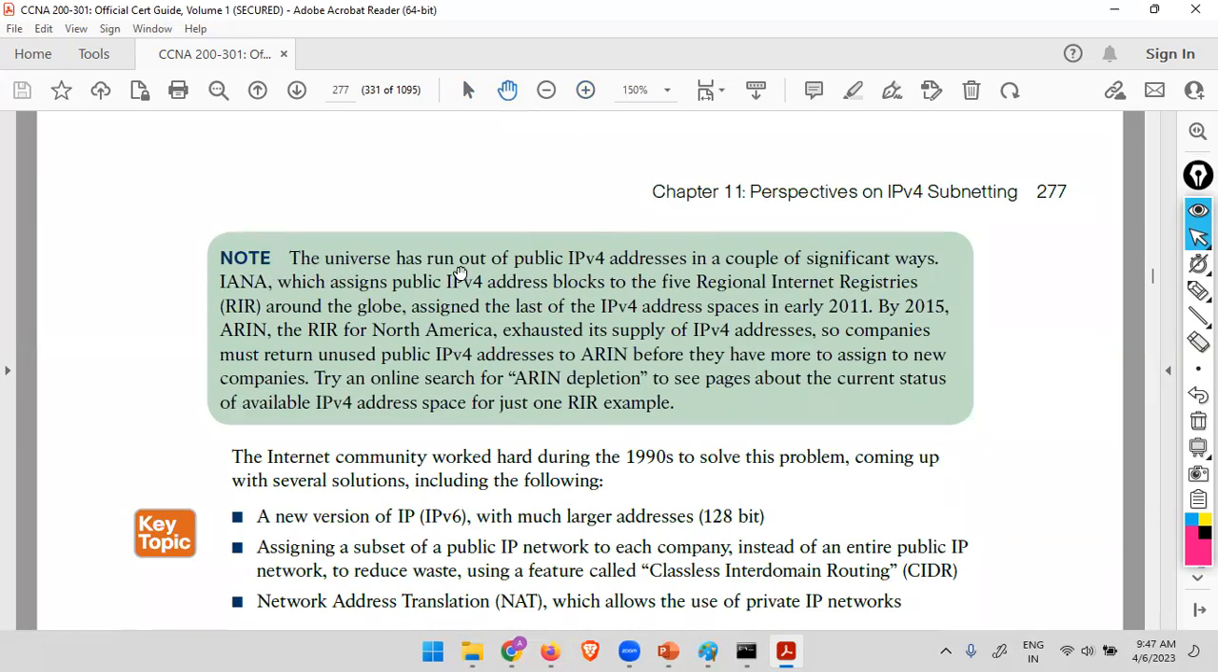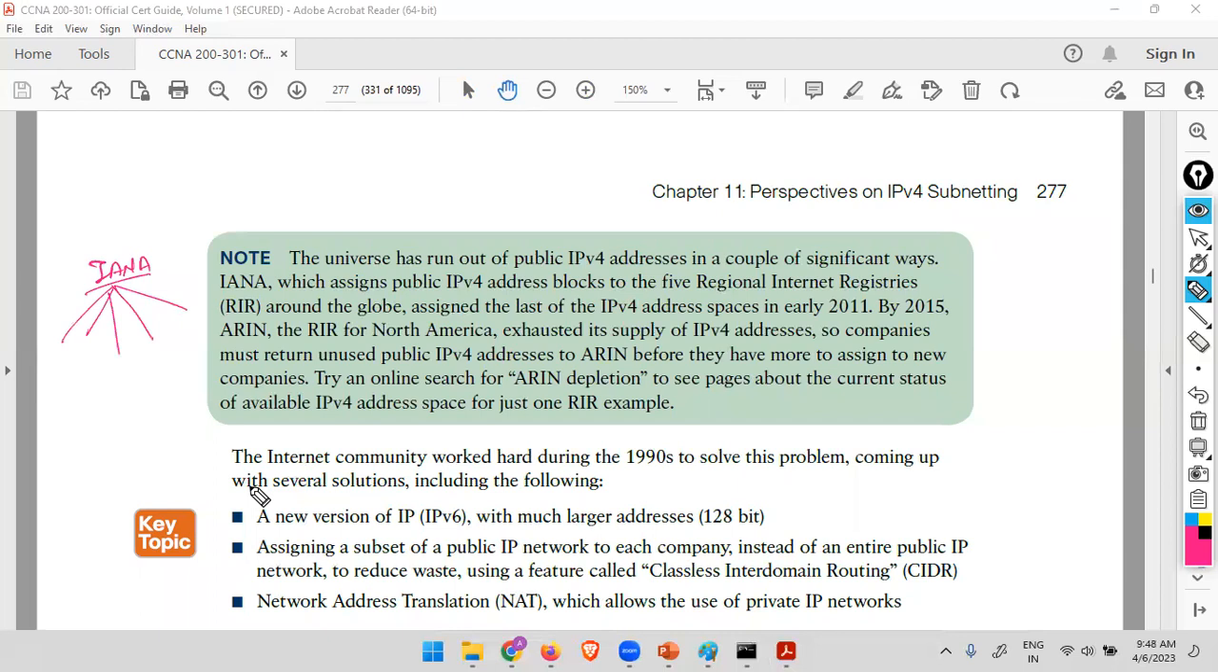Read this now. The universe has run out of public IPv4 addresses in a couple of significant ways. IANA, the Internet Assigned Numbers Authority, is the authority handling all the IP addresses. It assigns public IPv4 address blocks to 5 regional internet registries. On the top, we have IANA. Then it delivers the addresses to the 5 internet registries around the world.